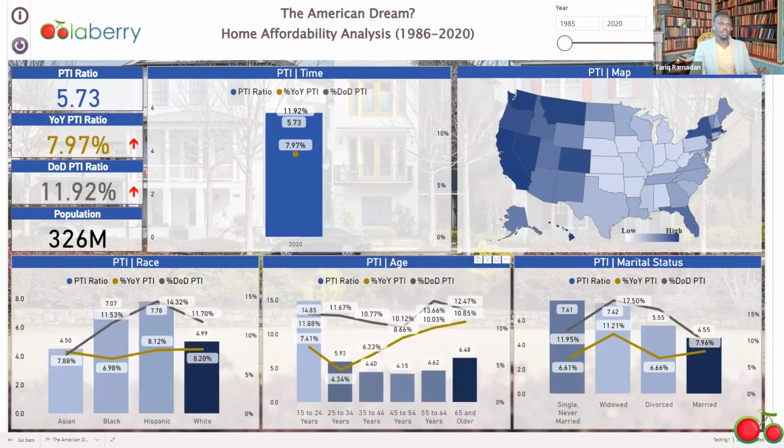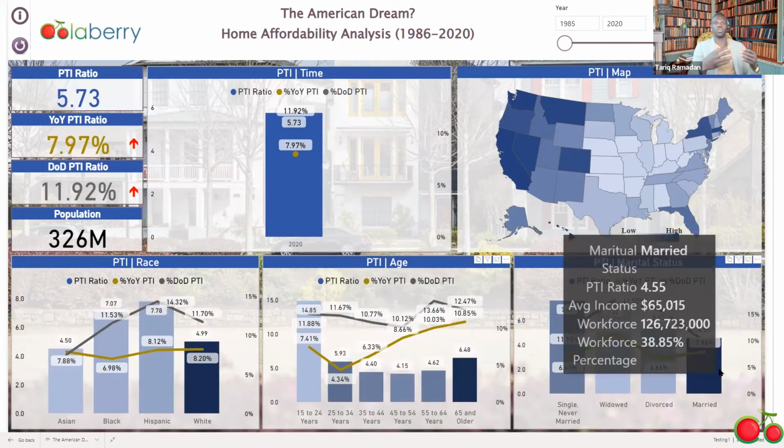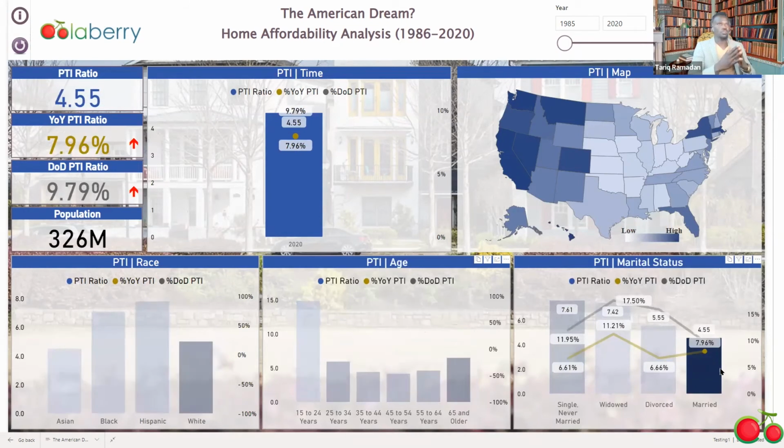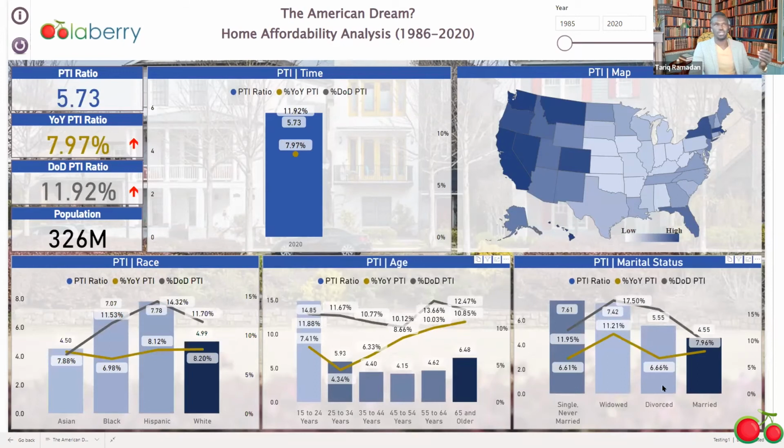On the positive side, it does pay to be married. Historically, being married allowed buyers to have the lowest price to income ratio of about 4.55%, which was always below the nationwide ratio of 5.73%. The main reason for that is a married person is able to command higher income due to being in a stable situation and most likely staying in the same company, as well as the ability to combine income with their spouse when it comes time to purchase a home.